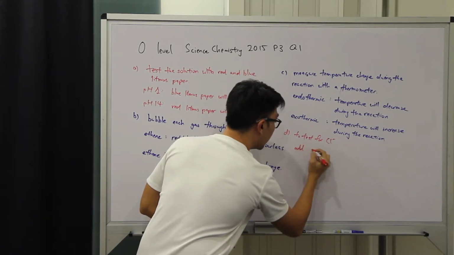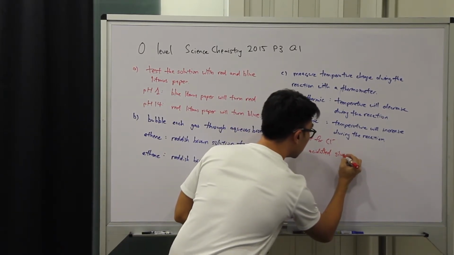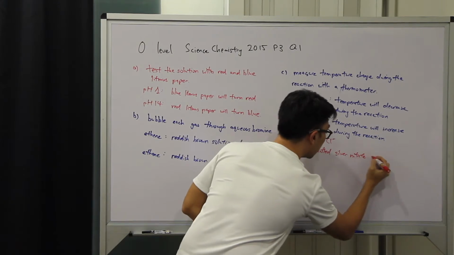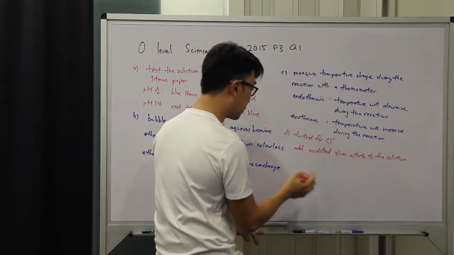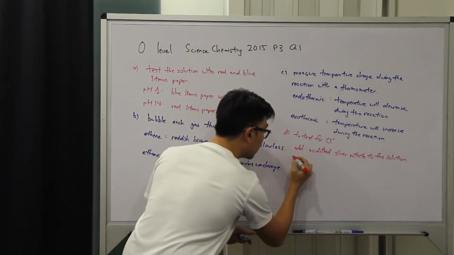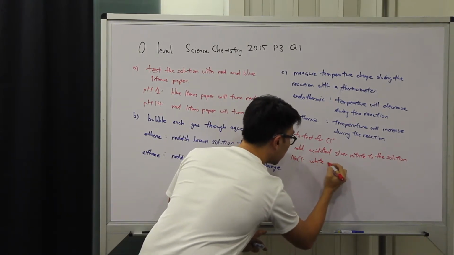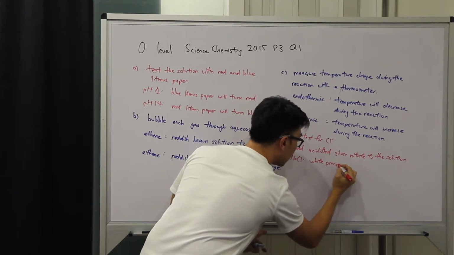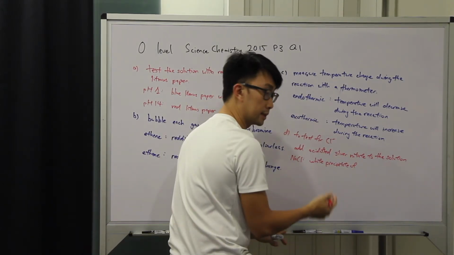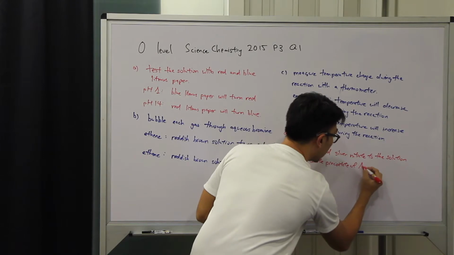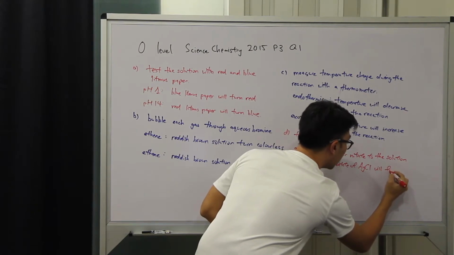acidified silver nitrate to the solution. For sodium chloride, we'll have a white precipitate of silver chloride. Silver chloride is the one that is insoluble. I will just use the chemical formula. Silver chloride will form.